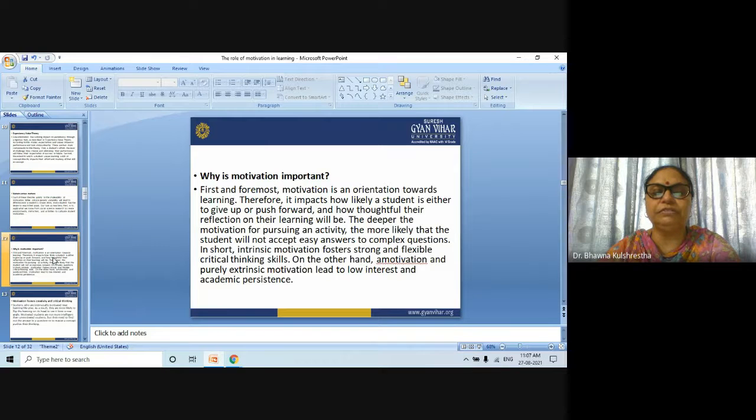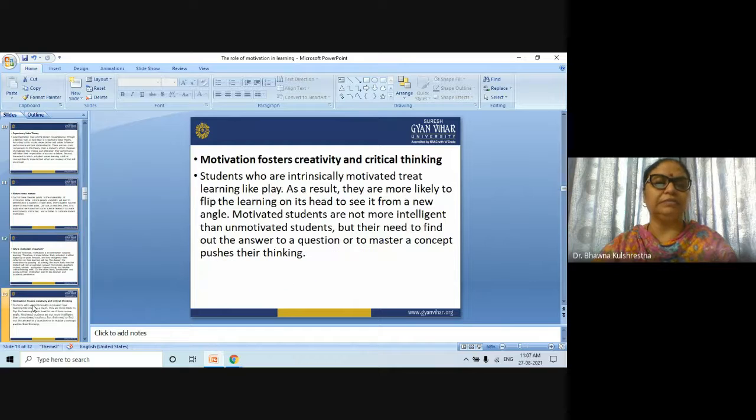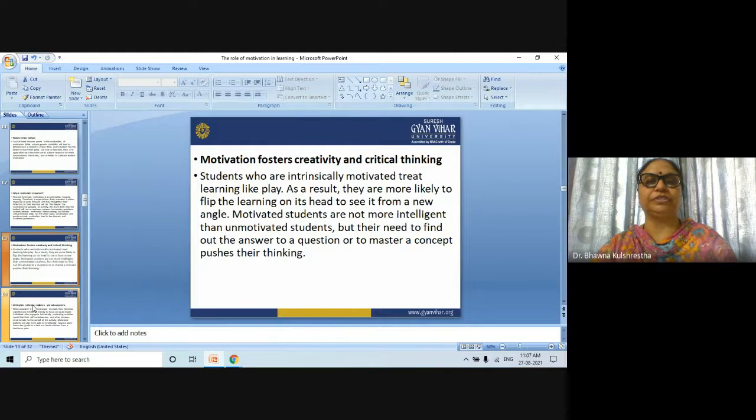In short, intrinsic motivation fosters strong and flexible critical thinking skills. On the other hand, amotivation and purely extrinsic motivation lead to low interest and academic persistence. And the next is that motivation fosters creativity and critical thinking.